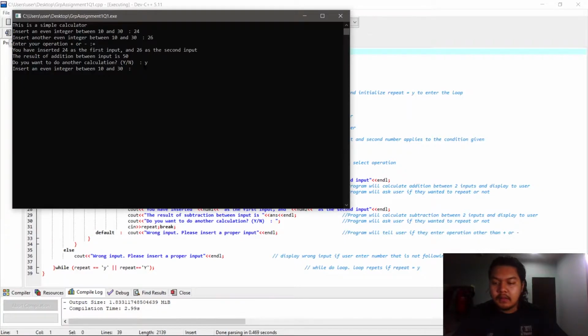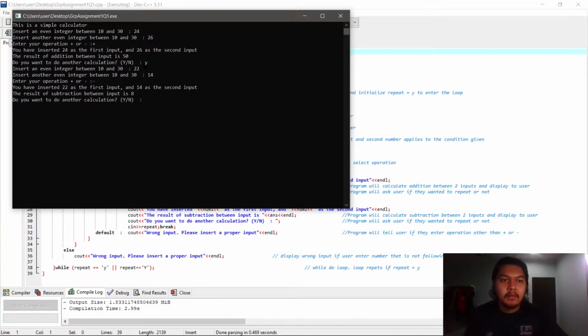So the next even integers are 22 and 14. Minus: you have inserted 22 as the first input and 14 as the second input. The result of subtraction between the inputs is 8. What if we continue? Yes, we insert 15. 15 is not an even integer, and 14. The program will display wrong input.